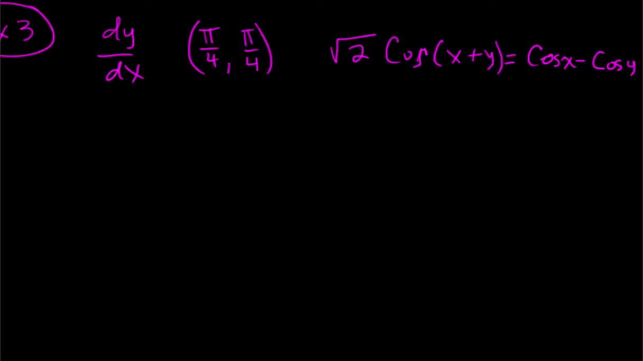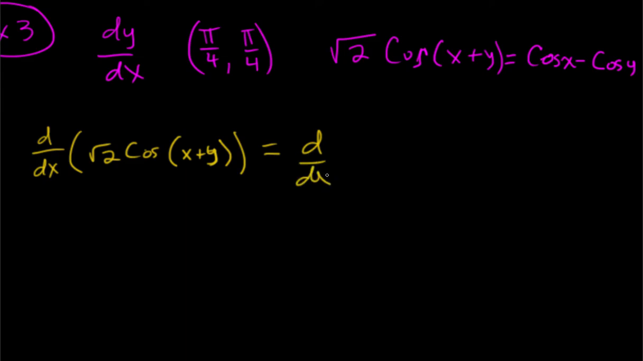Okay. So, once again, it's going to be a similar process. We're just going to take the derivative with respect to x of both sides. So we have d dx of all of this and then d dx.